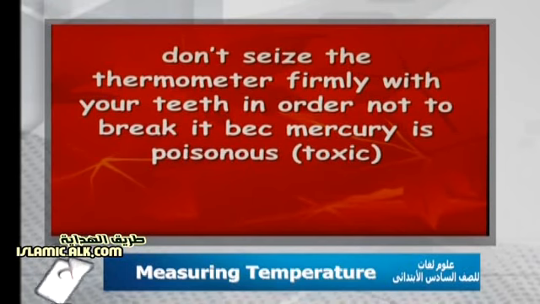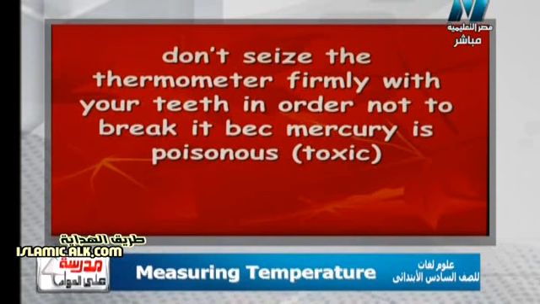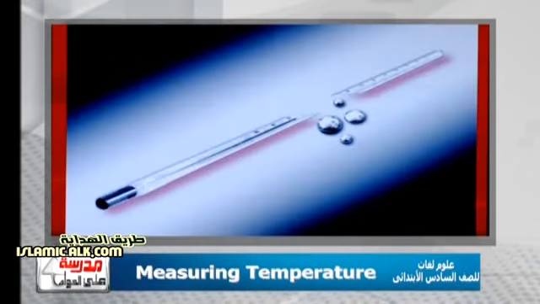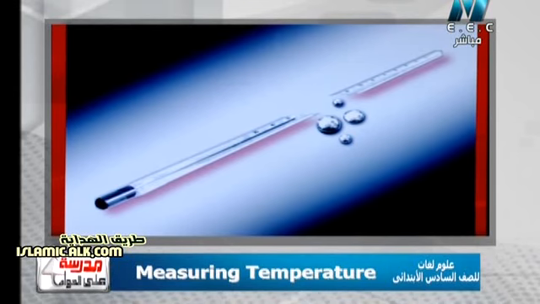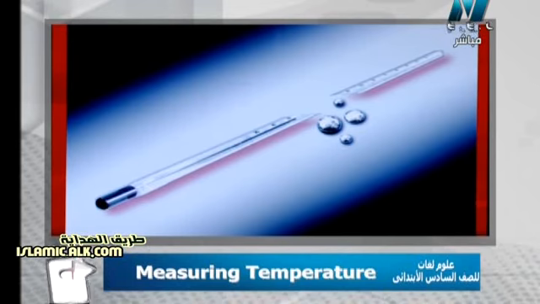So again, it's a very important note. Don't seize the thermometer firmly with your teeth in order not to break it, because mercury is poisonous or toxic. So again, if the thermometer is broken, mercury is a very toxic material. We must be very careful; mercury is not an easy material, it is very dangerous, toxic, and it may cause damage to some precious metals such as gold, because mercury reacts with gold. So again, take care of mercury. The thermometer is very important but mercury is very dangerous.